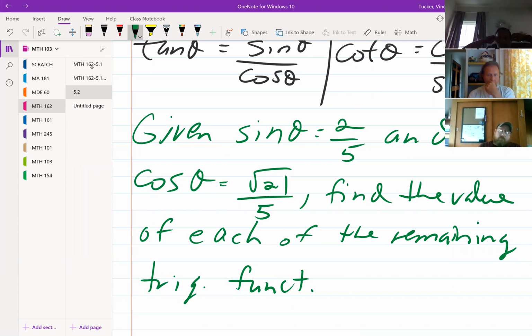All right, so given that sine theta is 2 over 5, cosine theta is the square root of 21 over 5, find the remaining trig functions.